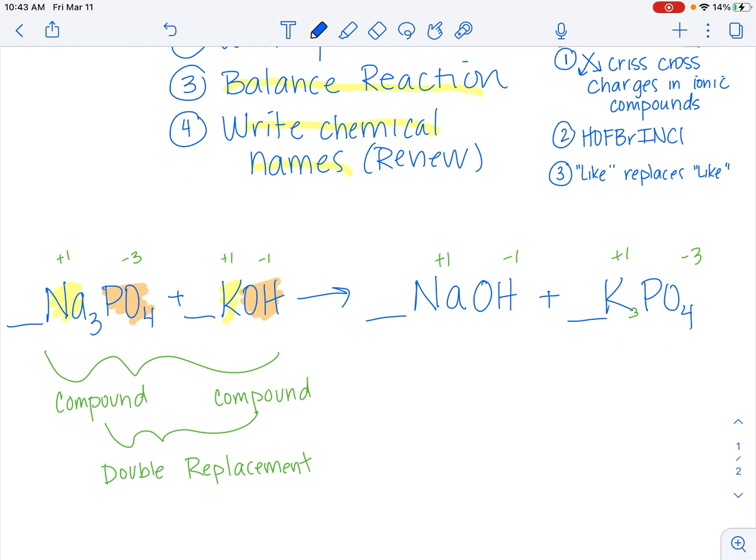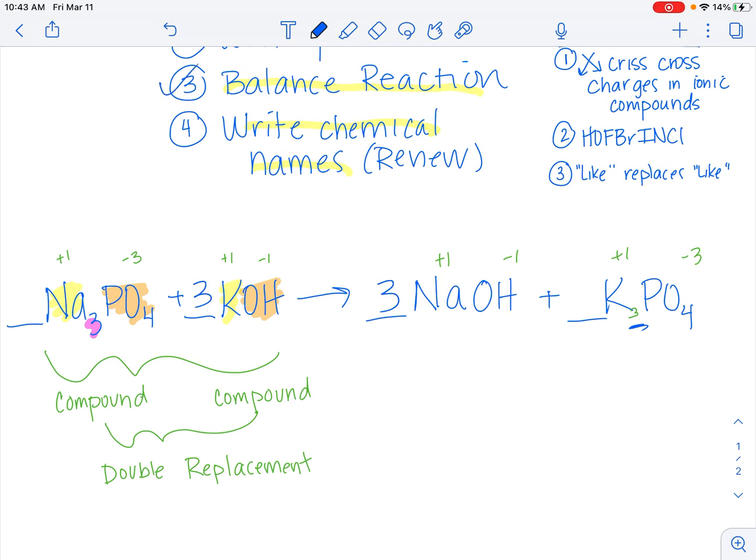Next step is to balance. All right, I notice here I've got 3 sodiums on my reactant side, so I'm going to put a 3 in front of sodium hydroxide. That makes 3 hydroxides. I'm going to come back over here and put 3 in front of potassium hydroxide, and I just happen to have 3 potassium in my final product over here. I have now followed the law of conservation. I have balanced my reaction.